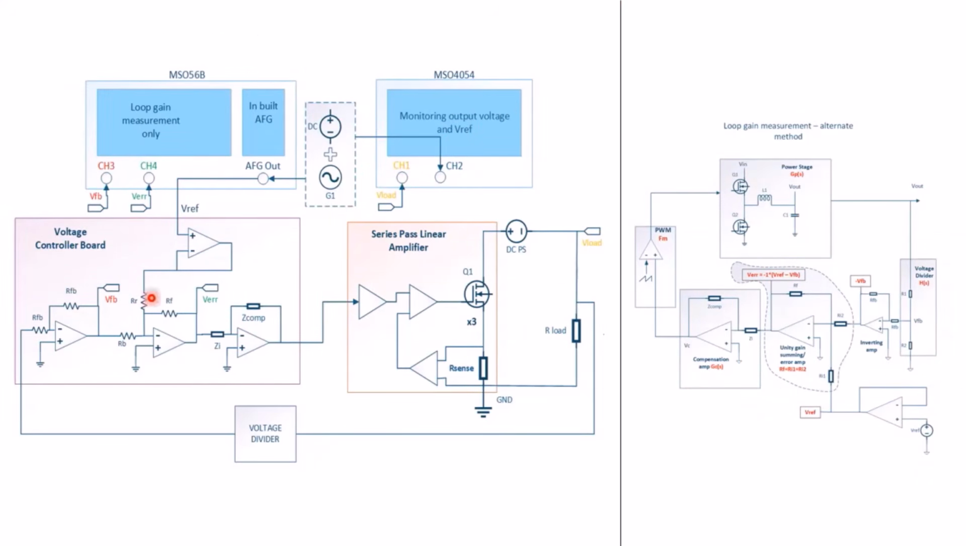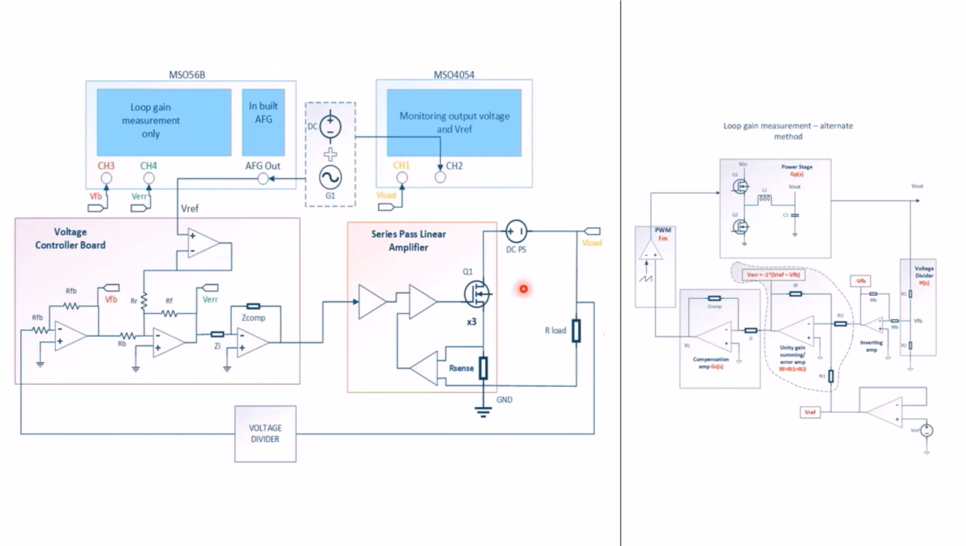So this is my power supply representation and the measurement setup for the loop gain measurement. Over here, I have a screenshot of the alternate method from previous slide, just as a reference.